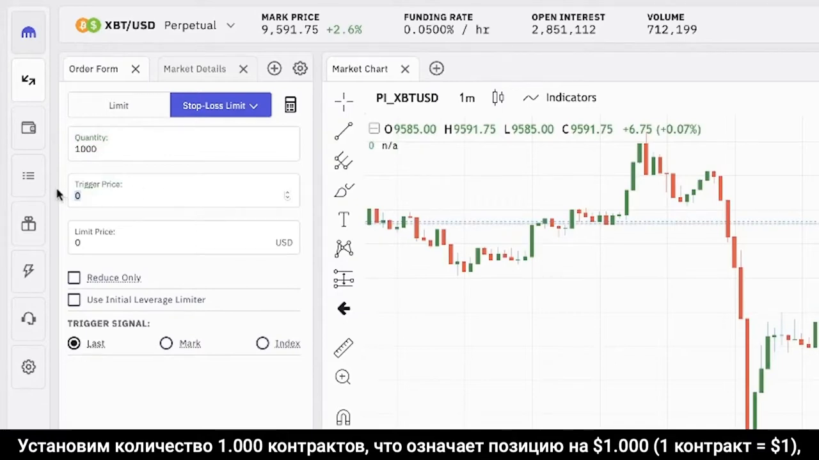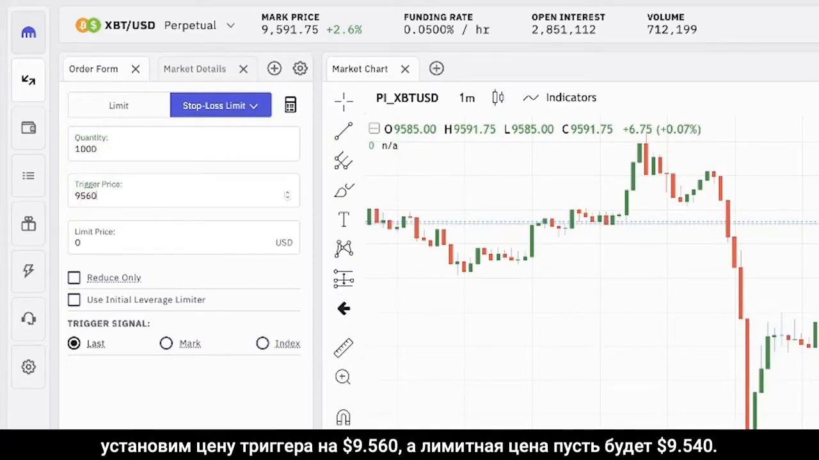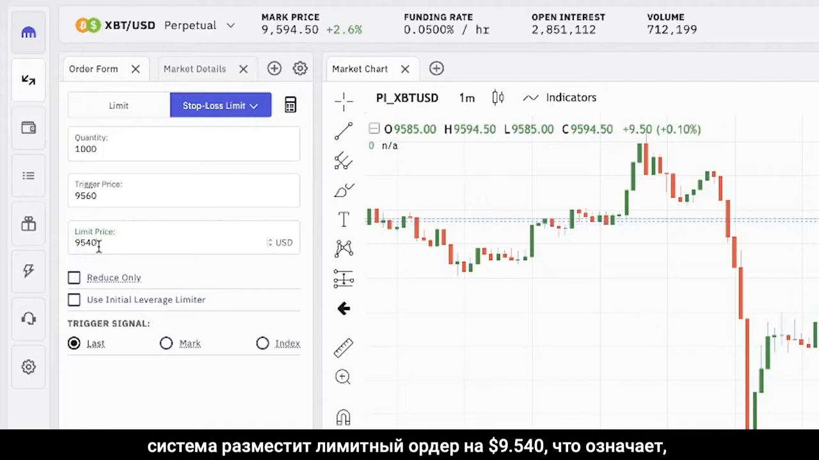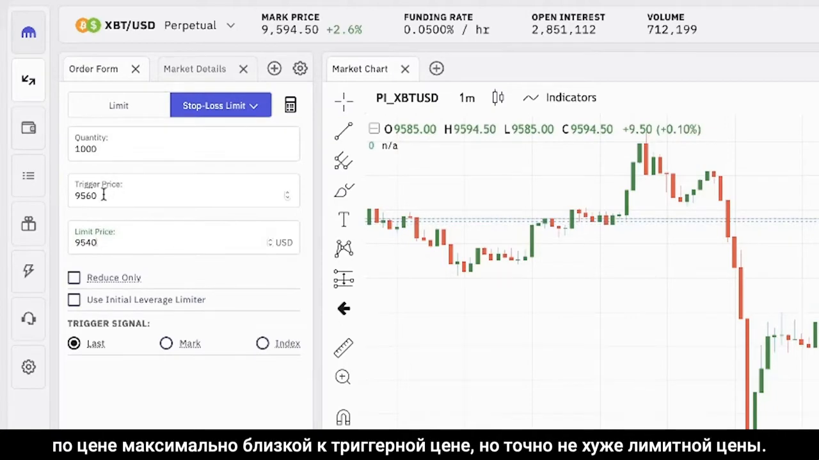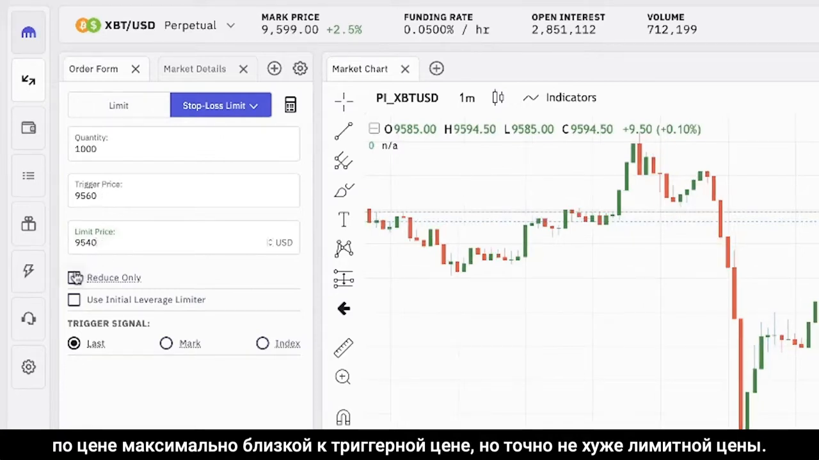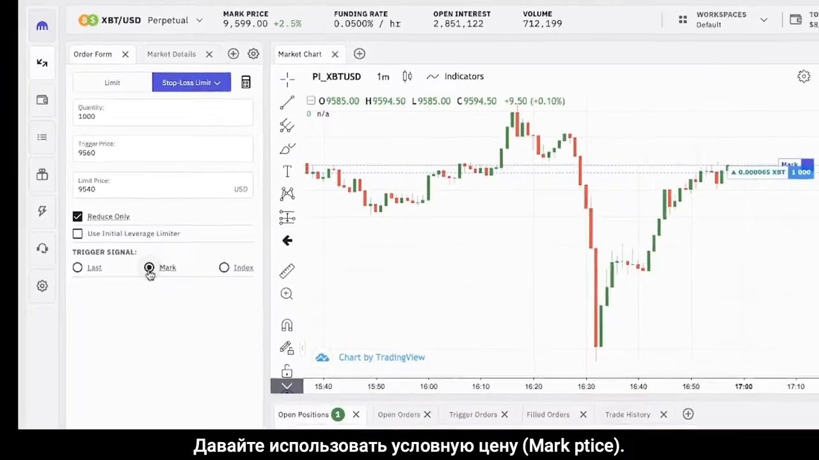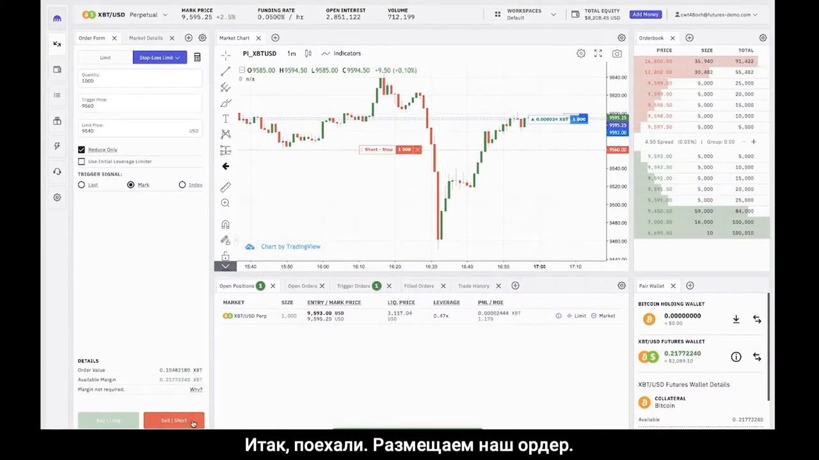Let's set the trigger price at, shall we say, 9,560, and the limit price will be a price below that. Let's say 9,540. So what will happen is when the trigger price is hit, the system will place a limit order at 9,540, which means that our position will be closed if there's enough liquidity, as close as possible to the trigger price, but definitely no worse than the limit price. We want this to be reduce only, and here we can set our trigger signal. Let's use the mark price on this one. So here we go. We put in our order.